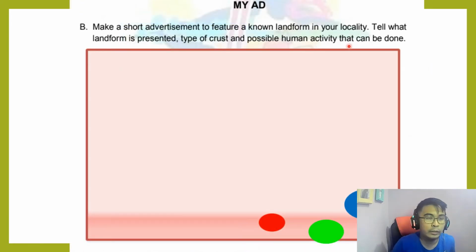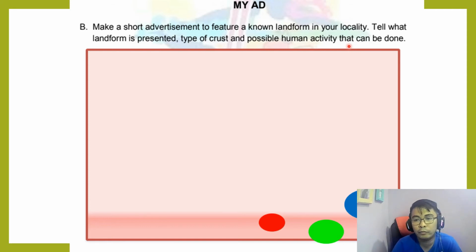Okay? And now, for the next part of that activity, you are to create now a short ad or advertisement to feature a known landform in your locality. So, kailangan nyo mag-point out ng isang feature na gusto nyong gawa ng short advertisement. Okay? Since we are in modular distance learning, I will not expect a video or PowerPoint presentation. So, ang gagawin nyo dito, kailangan nyo lang gumawa ng tinatawag natin na poster advertisement. Okay? So, mean to say, magdodrawing kayo ng landform na makikita sa locality nyo, and then after drawing that landform, kailangan yung gawa ng advertisement.